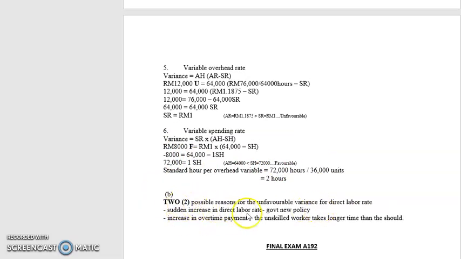Okay, two possible reasons for the unfavorable variance for direct labor rate are, first, a sudden increase in direct labor rate because of a new government policy, so we cannot do anything about that. Second, an increase in overtime payment. Okay, sometimes unskilled workers take longer time than they should.